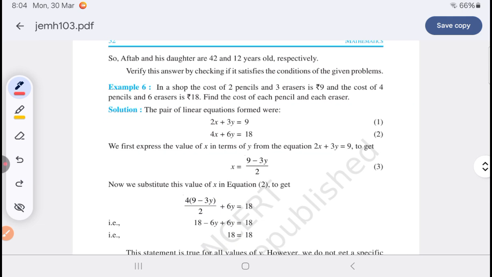So another question. In a shop, the cost of 2 pencils and 3 erasers is 9 rupees. Cost of 4 pencils and 6 erasers is 18 rupees. Find the cost of pencil and eraser. So let us consider the cost of pencil is x and eraser is y. So 2x plus 3y equal to 9 and 4x plus 6y equal to 18.